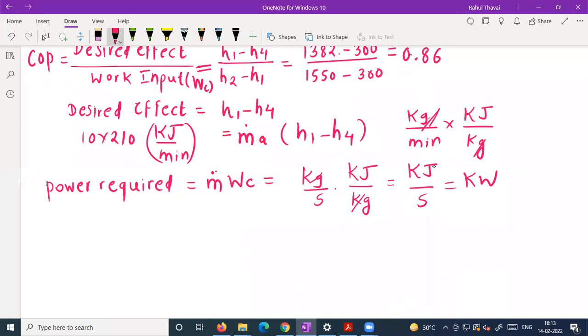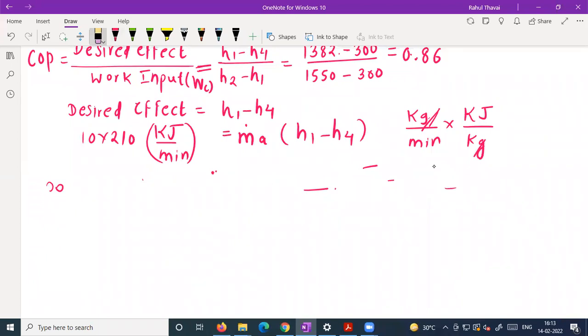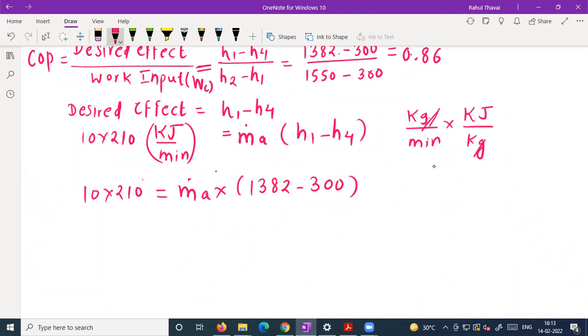Yes sir. Okay, so let us put the values now. I'll just erase this. So 10 into 210 is given by the mass of the air we are supposed to calculate, multiplied by H1 minus H4, that is 1382 minus 300. Can you tell me the mass of the air?